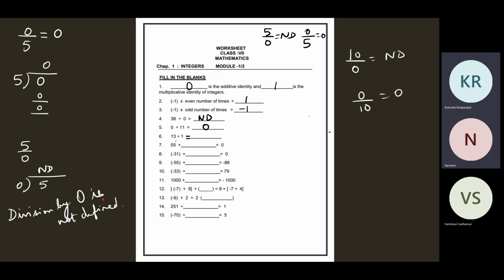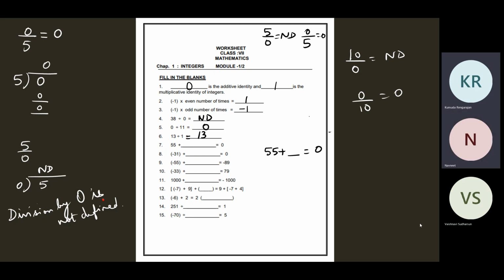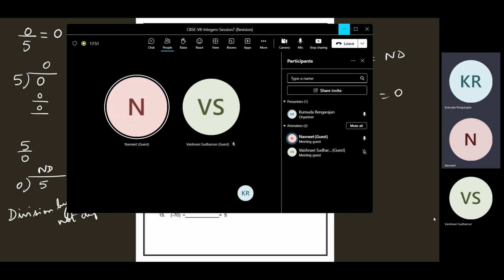Now the sixth one is 13 divided by 1. What's the result? 13. Now this is plus. The seventh one is 55 plus what will give you 0? Ma'am, it is bracket minus 55.